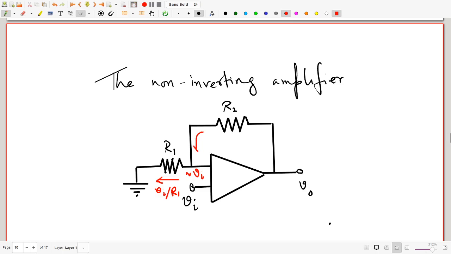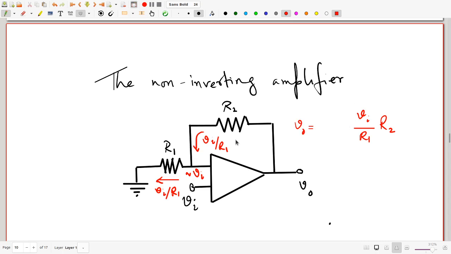So how much is the current here? Well, since nothing gets branched into the op-amp, it is Vi by R1. So how much is the voltage drop across R2? It's simply Vi by R1 times R2. But notice that the current is flowing in this direction, which means this end is higher up than this end. So the output voltage Vo will be plus this, but not this alone.